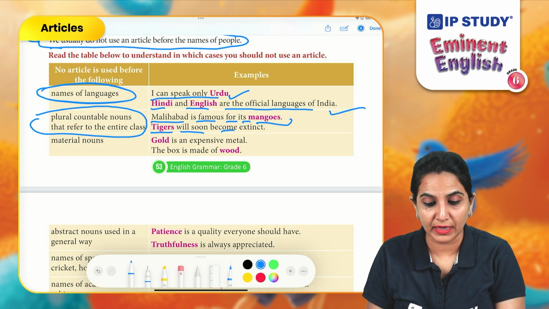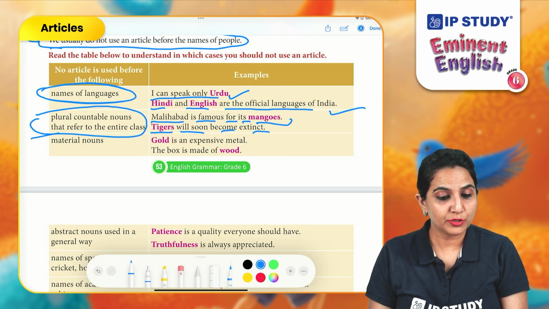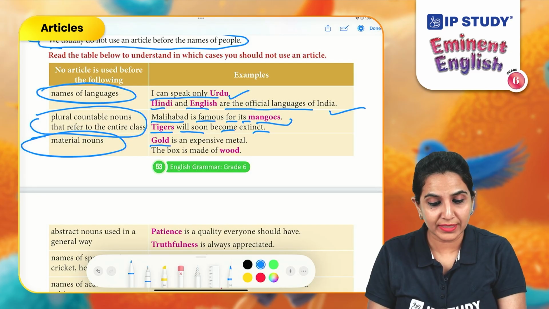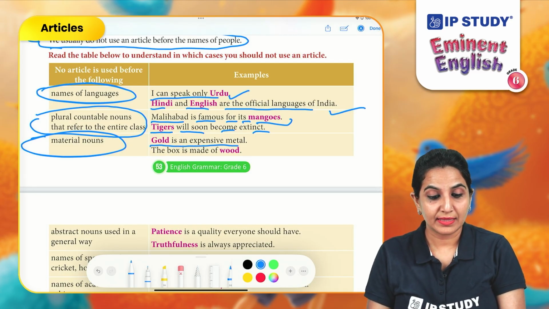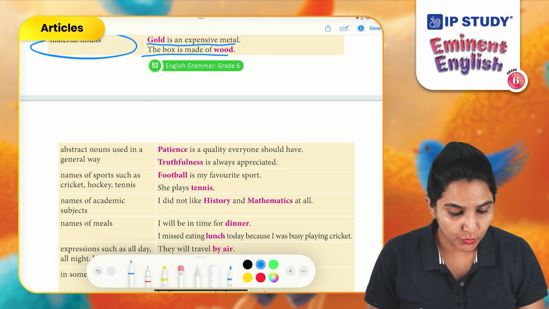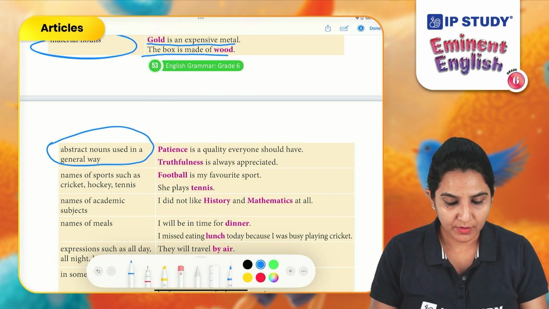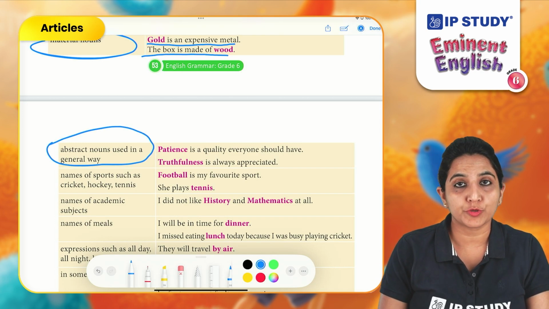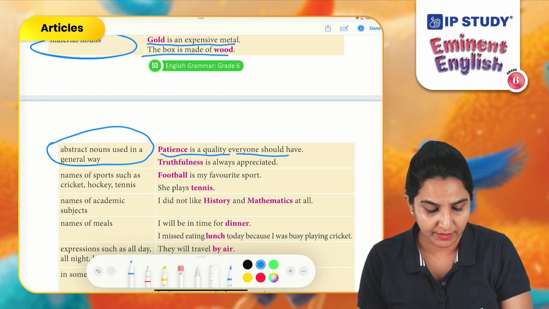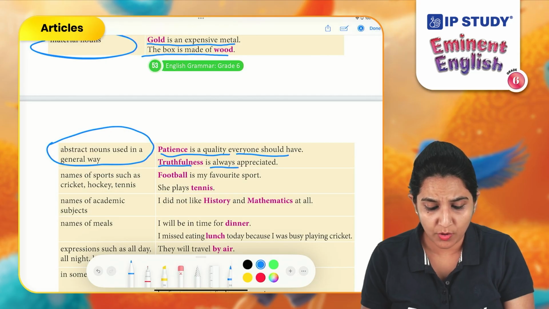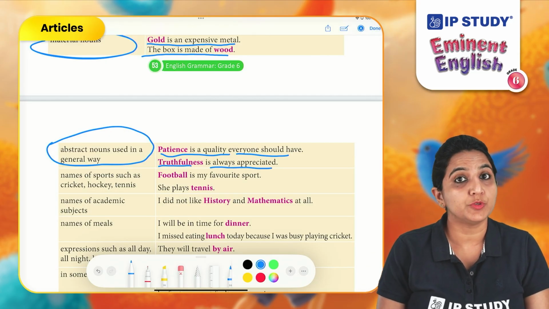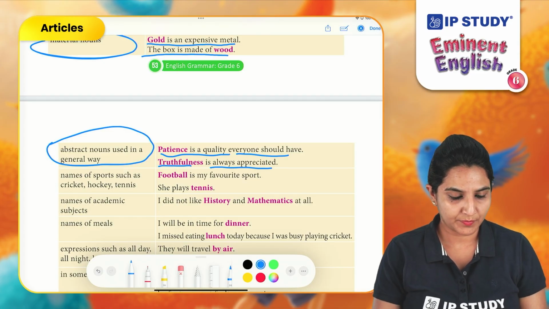Tigers will soon become extinct. We do not use an article before material nouns as well, like gold is an expensive metal. The box is made of wood. Abstract nouns used in a general way. For example, patience, truthfulness. Patience is a quality everyone should have. Truthfulness is always appreciated. So, with abstract nouns as well, we do not use any article.